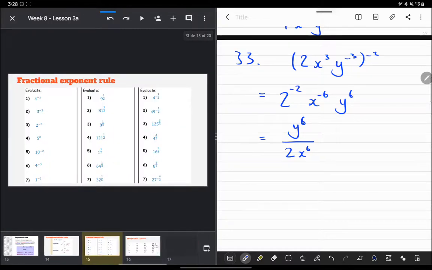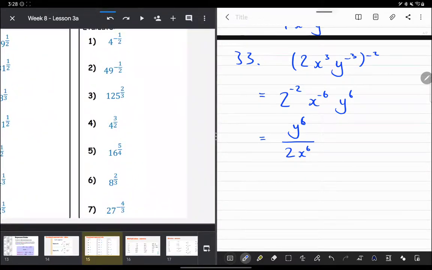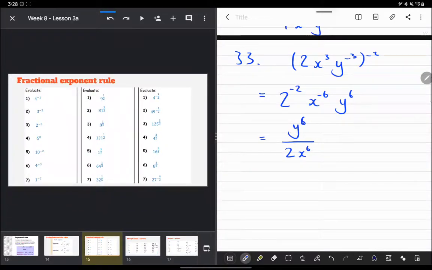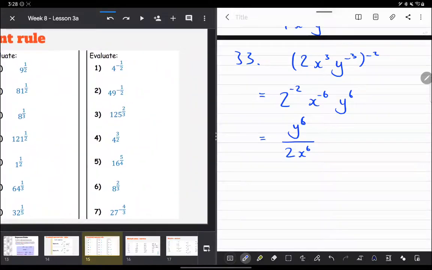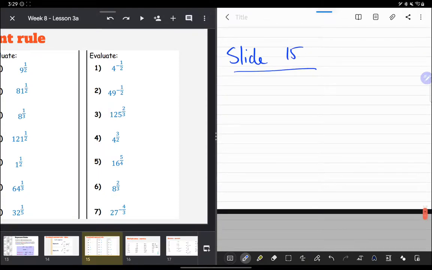Yep, moving on. It's the last little bit. I'm going to do the last column. Here we go. What was it? Fraction evaluate. Okay, fractional exponent rule. Cool. So now we're on slide 15. In the third column. Just the third column. Let's do all of the third column, shall we? Because it is the last one.